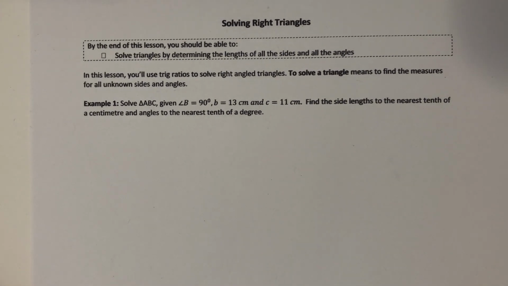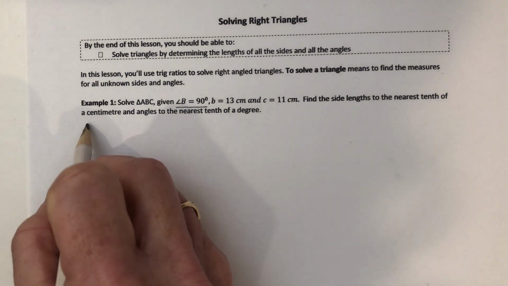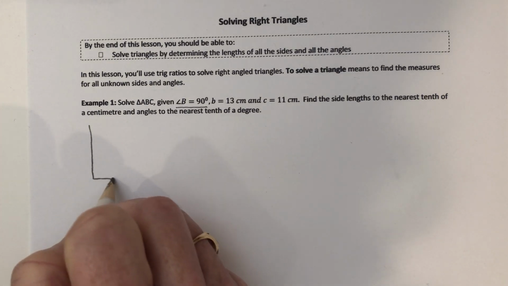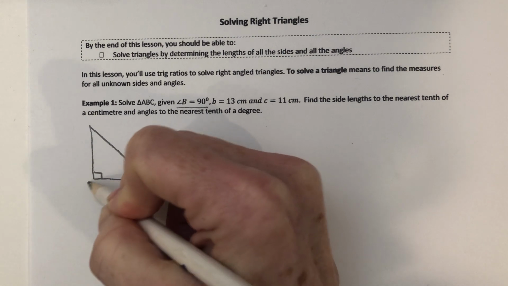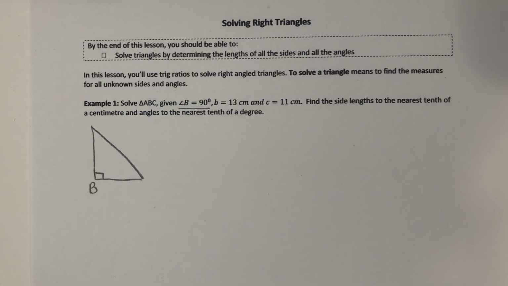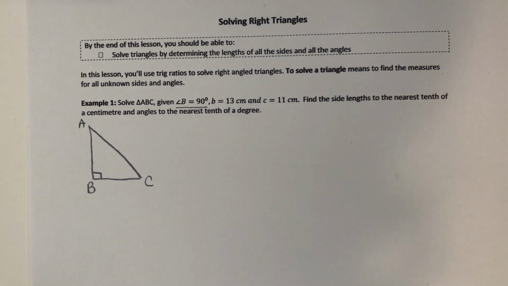So it says solve triangle ABC given angle B equals 90 degrees, B equals 13 centimeters, and C equals 11. So let's draw that triangle first. We know it's a right angle triangle because it says B equals 90 degrees. So here's a sketch of the triangle. Here's my right angle, so that has to be B, okay? It doesn't really matter where you put A and C, so let's put A here and C here.